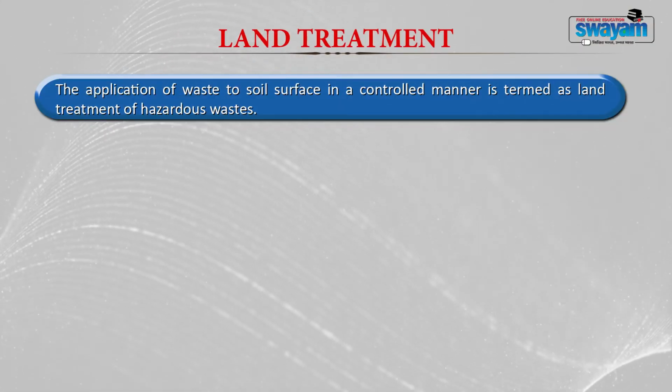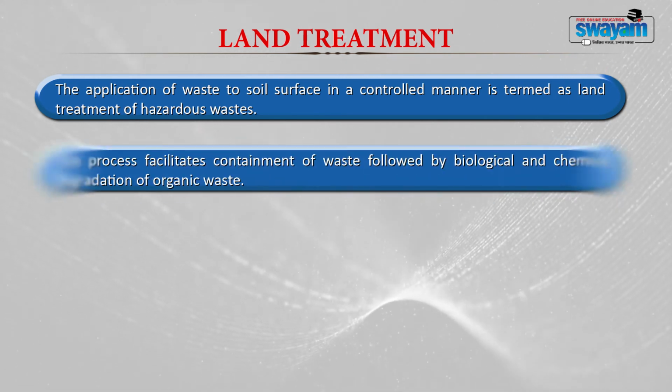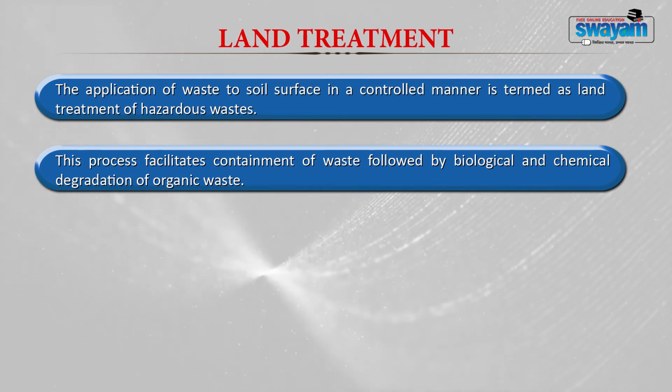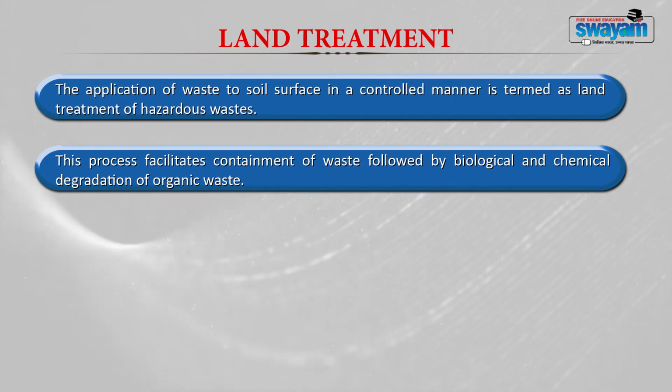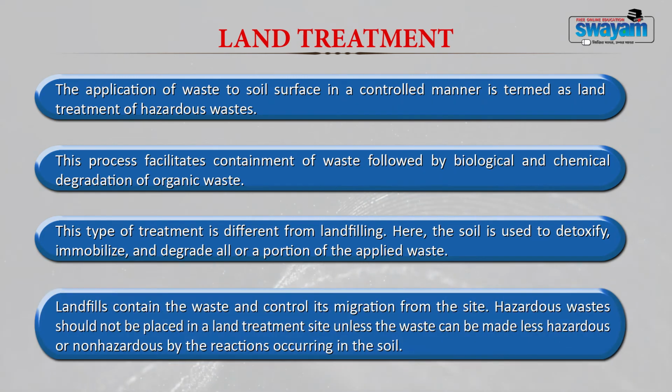Now, let us discuss land treatment. The application of waste to the soil surface in a controlled manner is termed land treatment. This process facilitates containment of waste followed by biological and chemical degradation. This type of treatment is different from landfilling. Here, the soil is used to detoxify, immobilize and degrade all or a portion of the applied waste. A landfill contains the waste and prevents the migration of any pollutant to the outside environmental matrices like soil, air, water and so on.